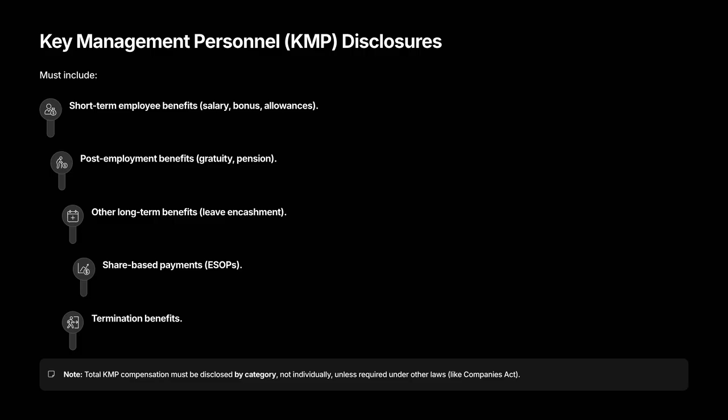15. Key management personnel, KMP disclosures. KMP compensation must be disclosed by category. Categories include 1. Short-term employee benefits, salary, bonus, allowances. 2. Post-employment benefits, pension, gratuity. 3. Other long-term benefits, long service leave, leave encashment. 4. Share-based payments, employee stock option plans, ESOPs. 5. Termination benefits. Total KMP compensation is disclosed by category, not usually by name, unless another law requires individual disclosure.